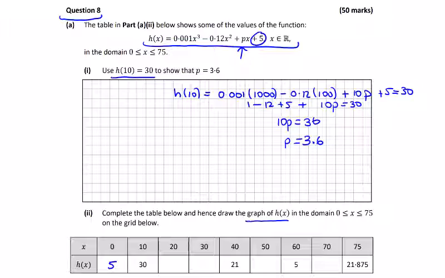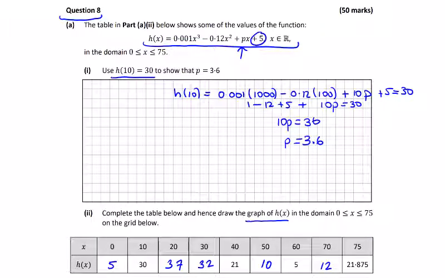So you're going to get 37. I'll round them off here. 37. When I put in 30, I get 32. 21 is given. When I put 50 in, I get 10. 60 gives 5, 70 gives 12, and 75 gives 21.875.